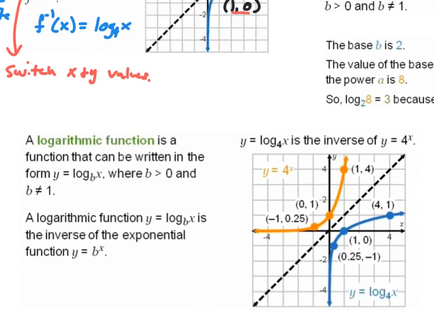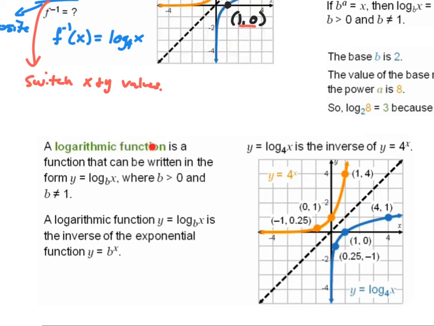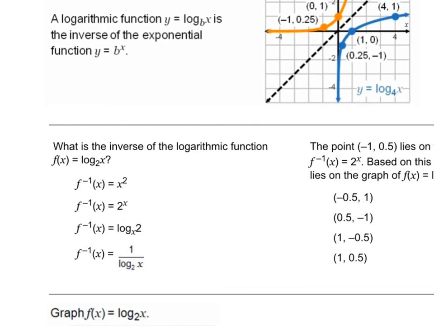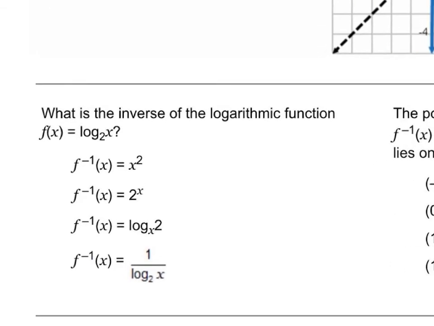And we've already talked about a logarithmic function being a function that can be written as y equals log base b of x, where b is greater than 0 and b cannot equal 1. And we know that they are inverses. So let's take a look here. It says, what is the inverse of the logarithmic function? A log is an inverse of an exponential function, so therefore an exponential function would have to be the inverse of a log. They can go back and forth between the two.